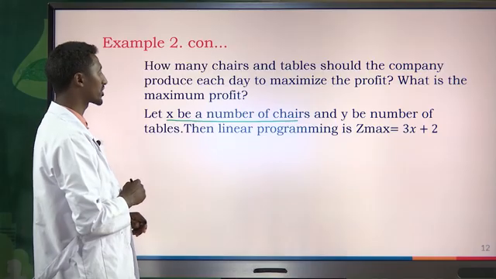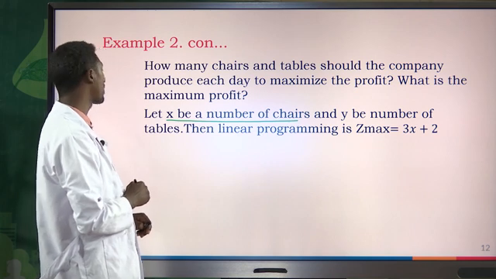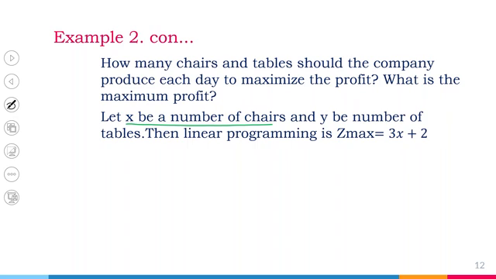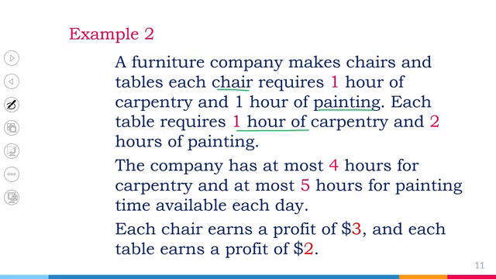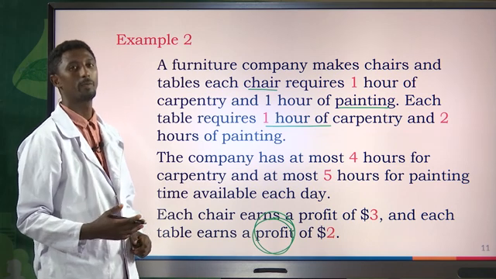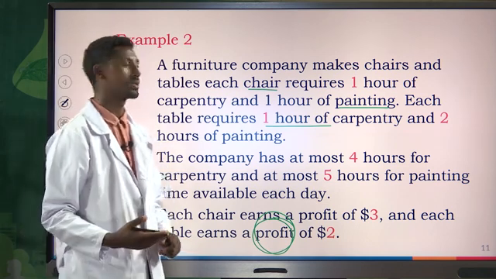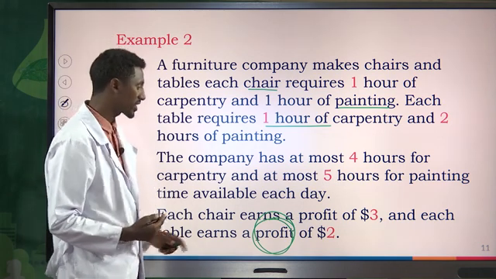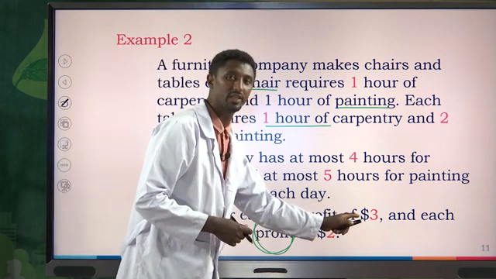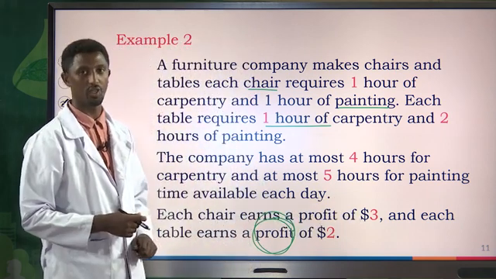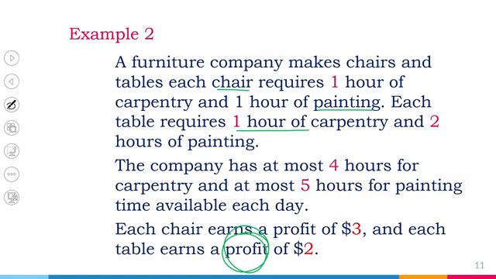Now, let x represent the number of chairs and y be the number of tables. And what is the objective of this linear programming? The objective of this linear programming is to make a maximum profit. So how can we write the objective function? When the company prepares a chair, from each chair the company can make a profit of $3, and from each table the company can make a profit of $2.